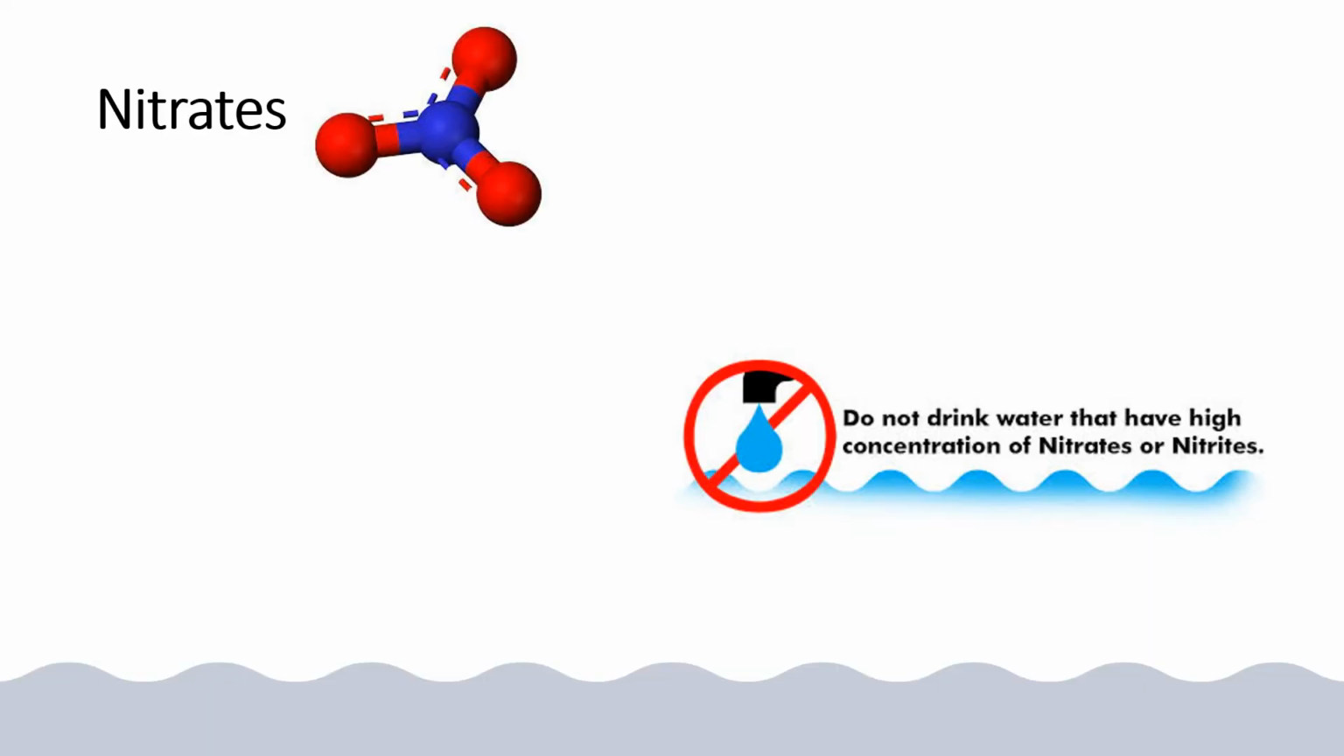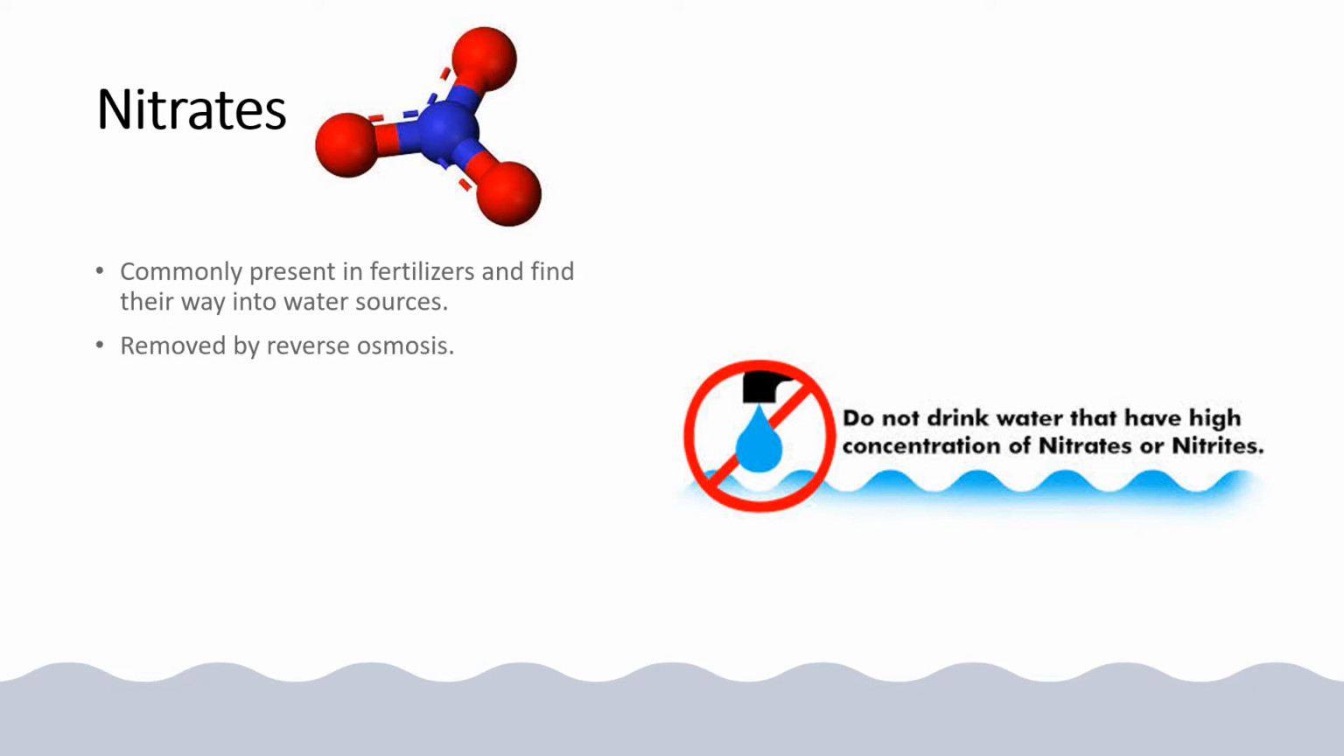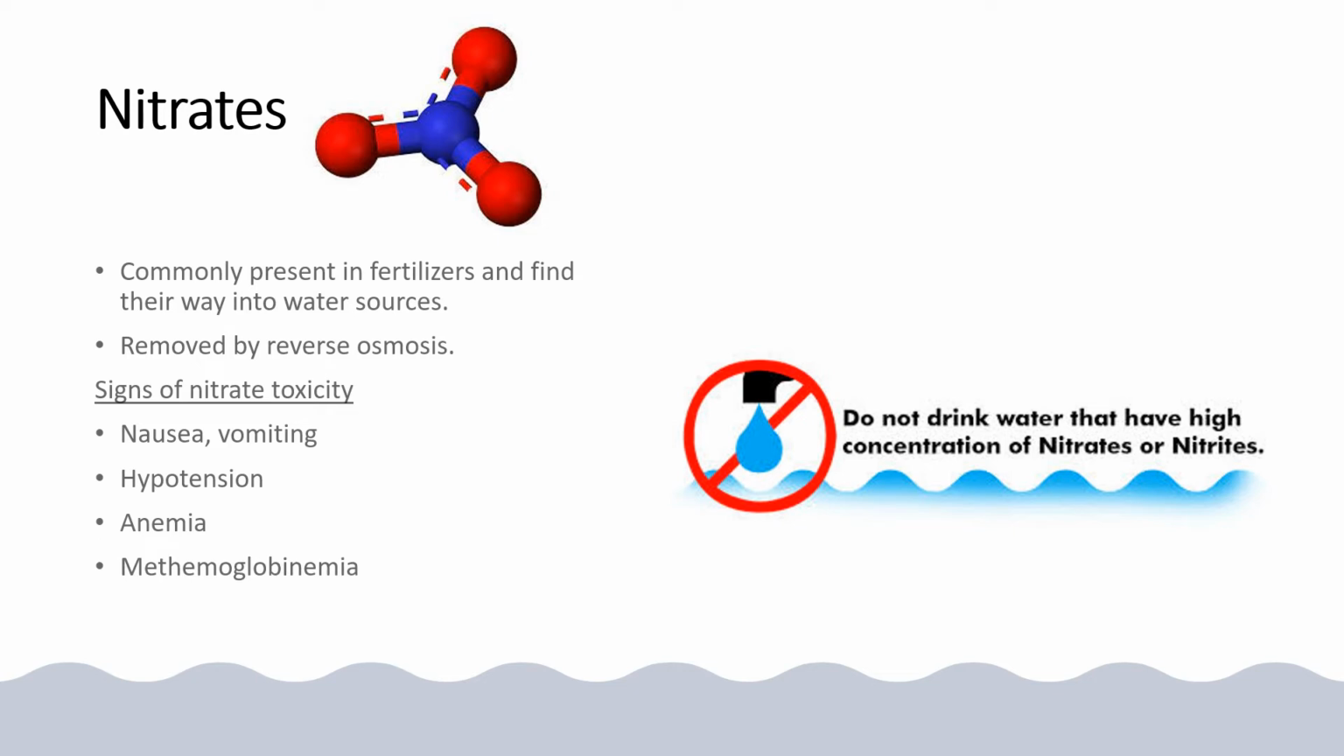Nitrates are another potential water contaminant. They're commonly present in fertilizers. They find their way into water sources, and violations of the maximum permissible limit of nitrate for drinking water are pretty common. Nitrates are removed from drinking water by reverse osmosis. Elevated levels of nitrates can cause nausea, vomiting, low blood pressure, and anemia. It can also cause methemoglobinemia. What in the world is that?